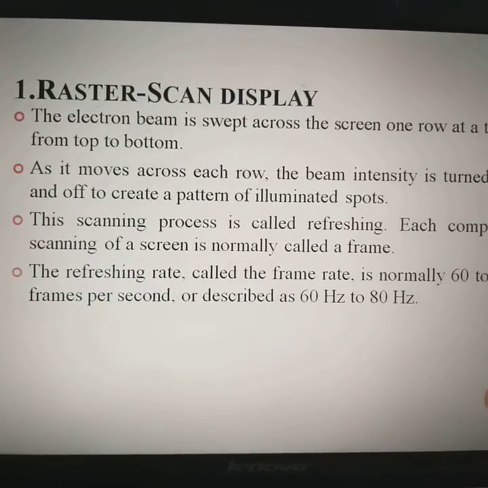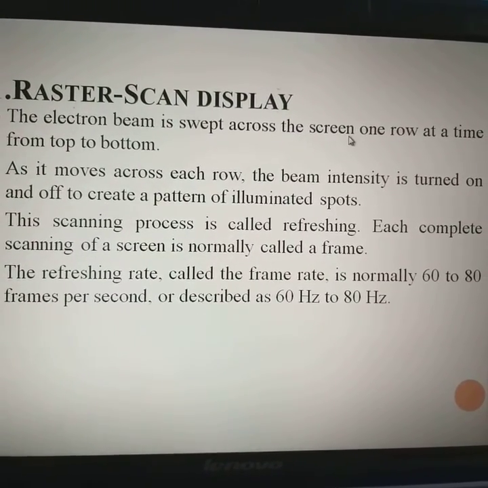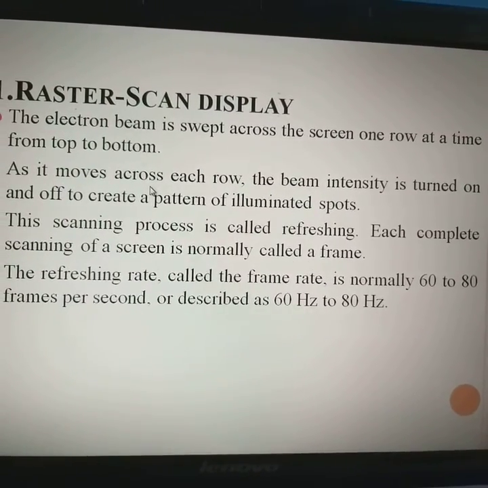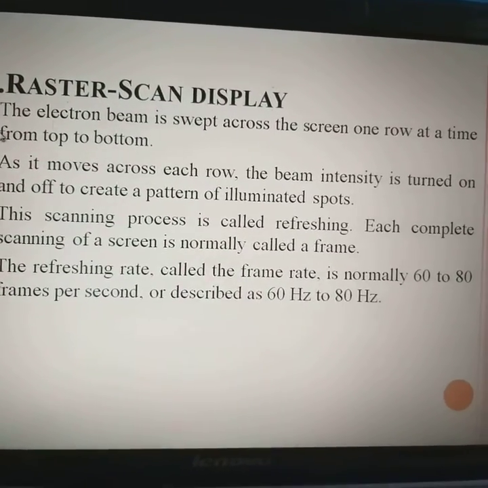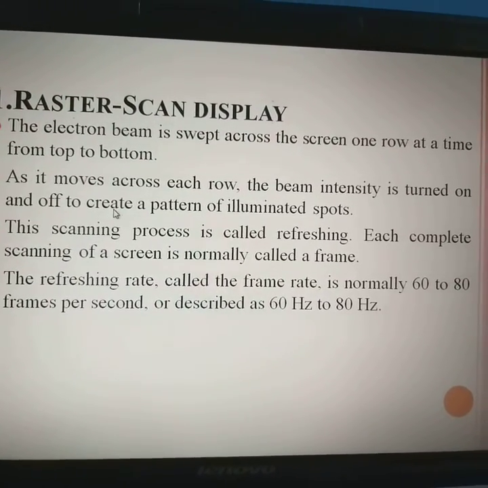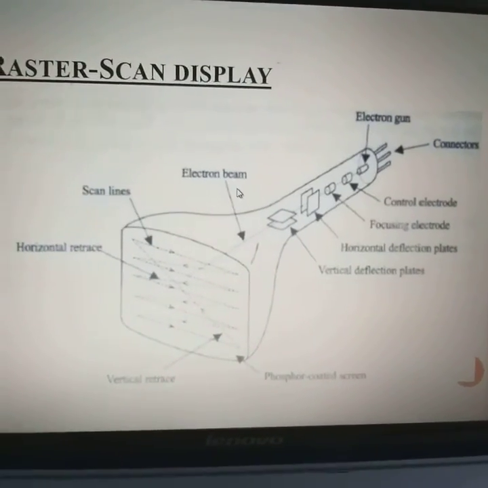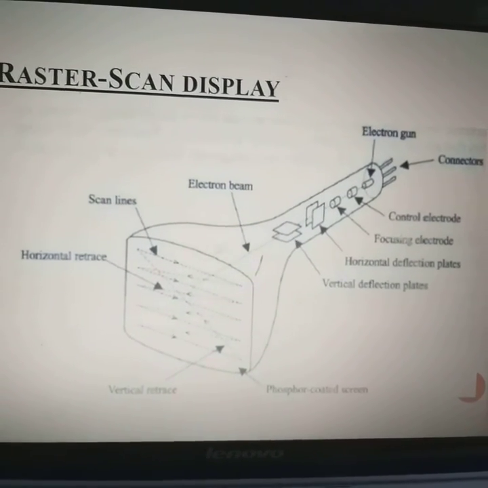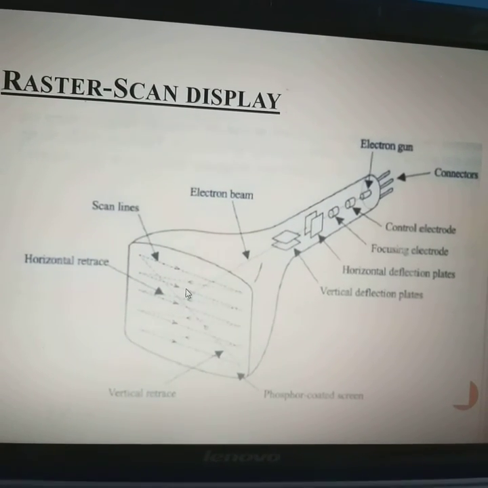The first one is the raster scan display. In this, the electron beam is swept across the screen one row at a time from top to bottom. The lines are drawn horizontally one by one. As it moves across each row, the beam intensity is turned on and off to create a pattern of luminous spots. For example, here is a raster scan display. This is the CRT model which we already discussed, used on the display screen to redraw the image, to draw any picture.